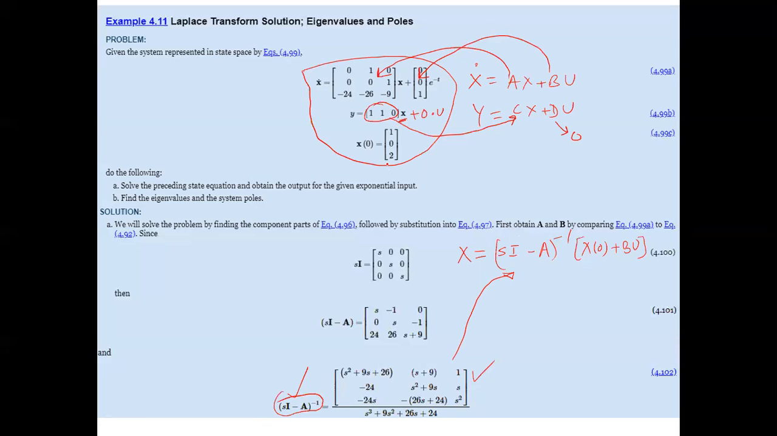What is the x0? X0 is this guy here, times this guy, times x0 is 1, 0, 2, plus B is, what is B? Help me here. B is 0, 1, 0, right? 0, 0, 1. Sorry. So then u is e to the negative t. So the Laplace transform of u is the Laplace transform of e to the negative t. What is the Laplace transform of e to the negative t? 1 over s plus 1.